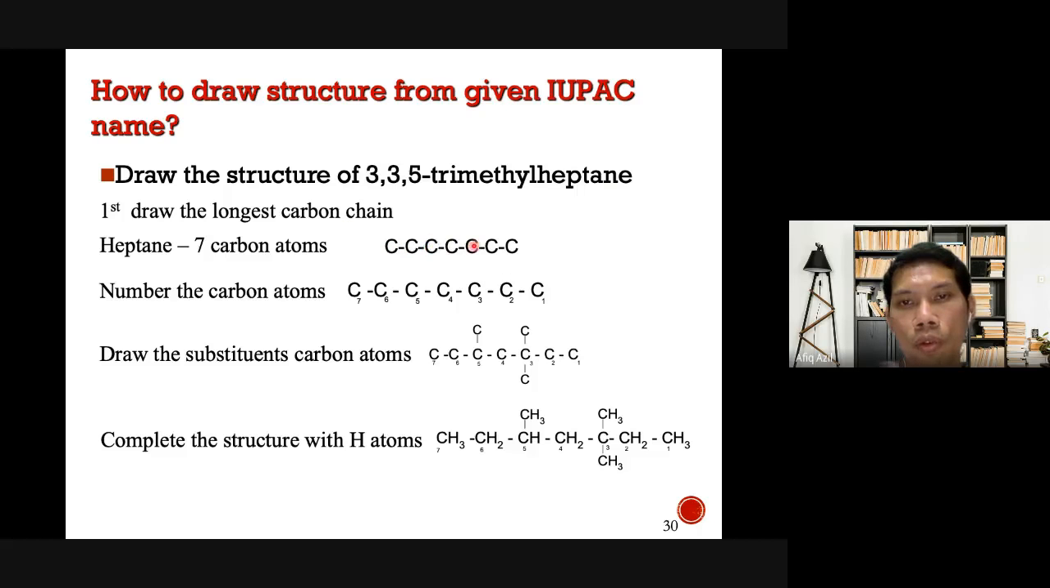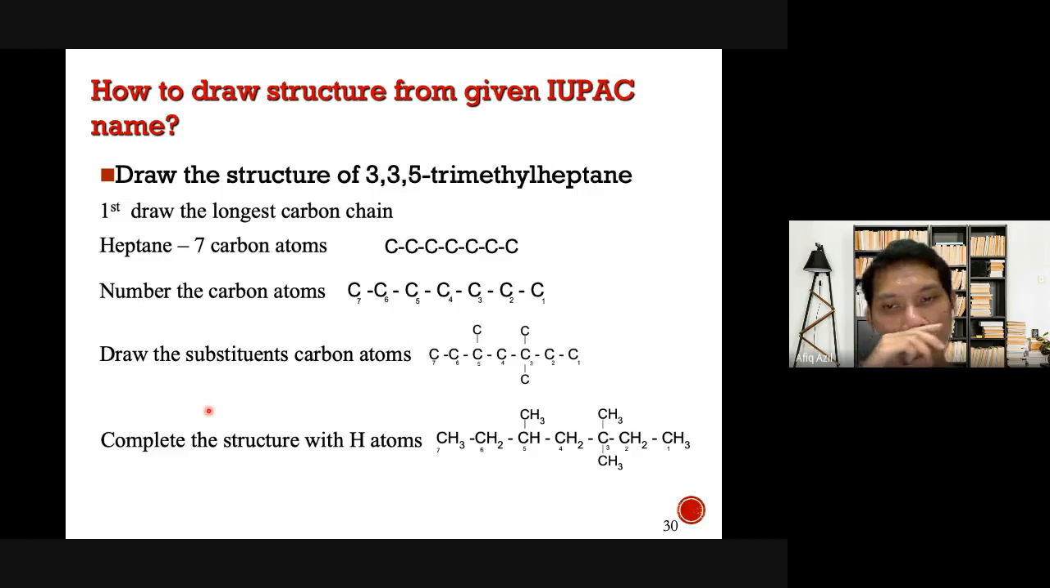1, 2, 3, 4, 5, 6, 7. That's it. Then number those carbons. In this case, you can start from here or from this side, it doesn't matter. Then you draw the substituents that are present. In this case, there are 3 methyl groups. Tri means 3, methyl is CH3. Where are the methyl groups situated? You draw them at carbon number 3 and also carbon number 5. At carbon number 3 there are two, whereas on carbon number 5 there is 1.